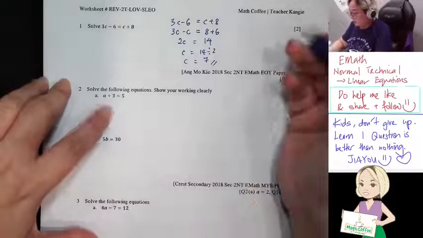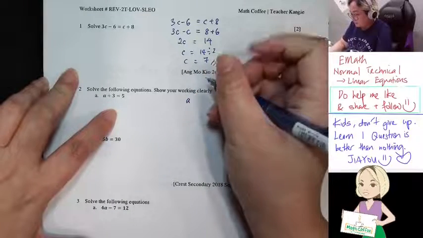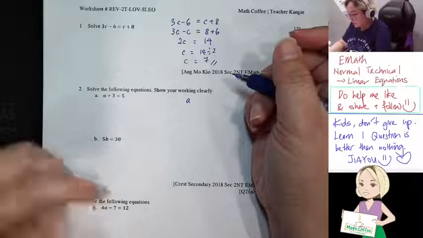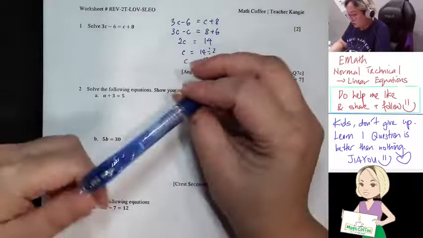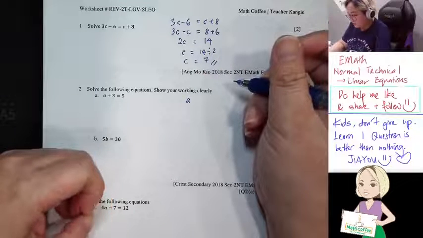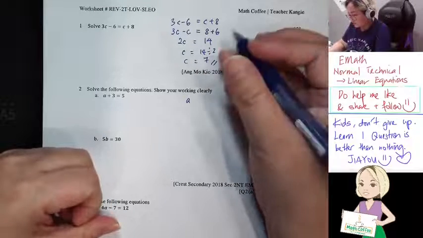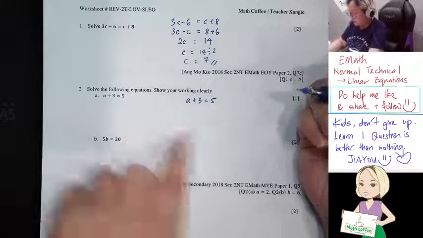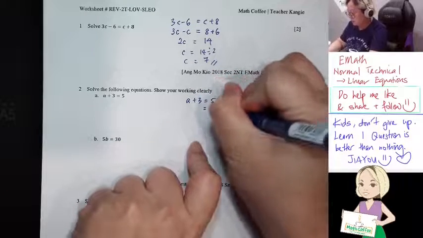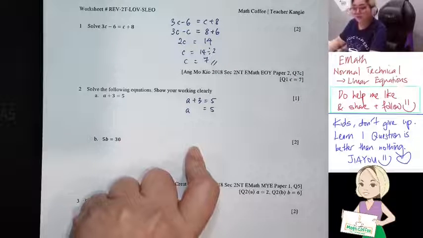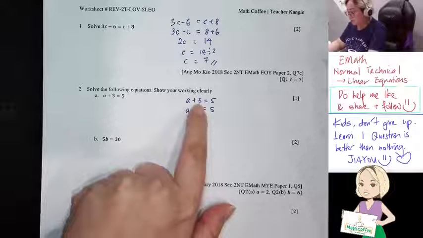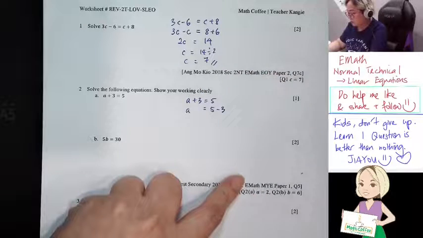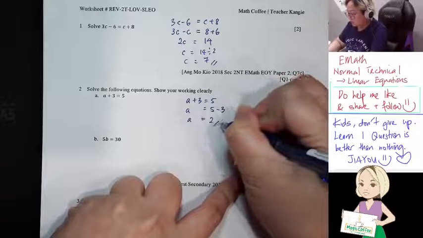Okay, come to here. So this is A. A plus 3 is equals to 5. This one easy, huh? So same thing, equal keep, number keep, A keep. So the only thing I need to shift for this case is this plus 3. So I need to bring it to the right hand side. So plus 3 bring to the other side is minus 3. So A is equals to 2. This one very straightforward.